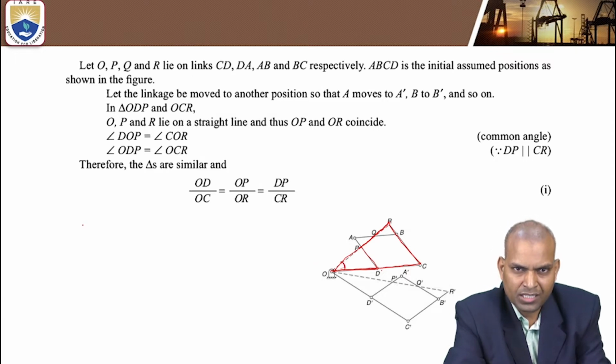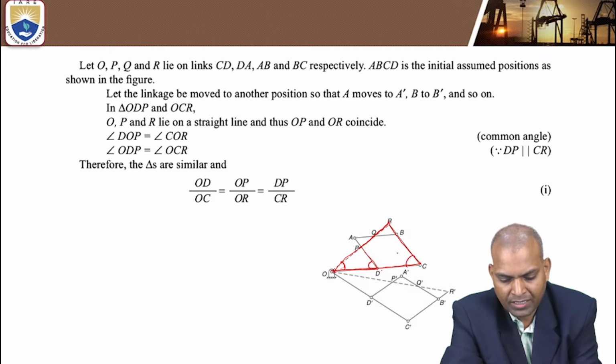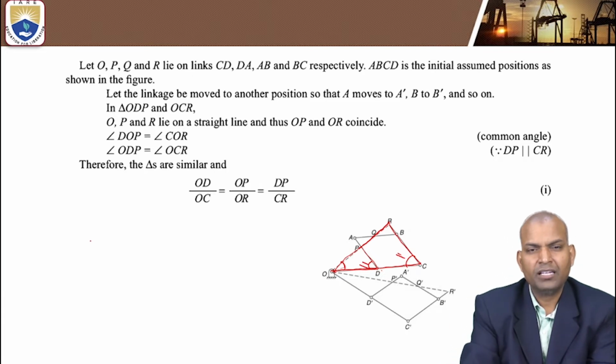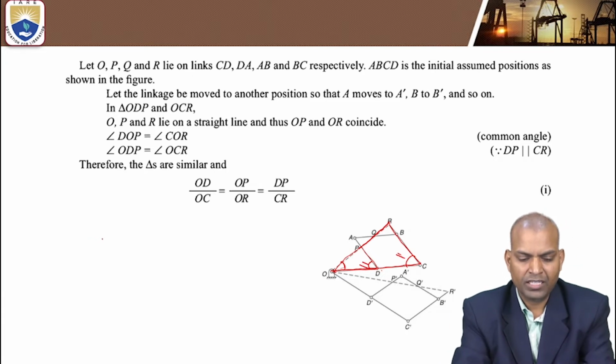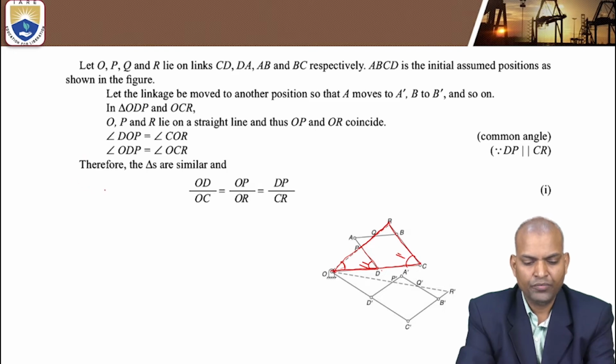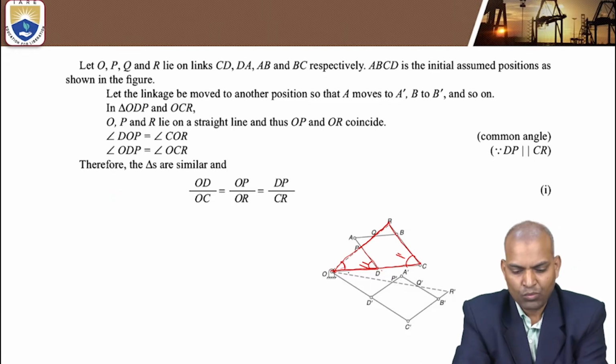Similarly, considering the angle at position D, angle ODP equals angle OCR. These are the same angle, it remains the same. Now the triangles are similar. When it satisfies these conditions, then we call the triangles similar. If triangles are similar, what will happen now? The ratio of the sides: if you take any one side, OD by OC equal to OP by OR.